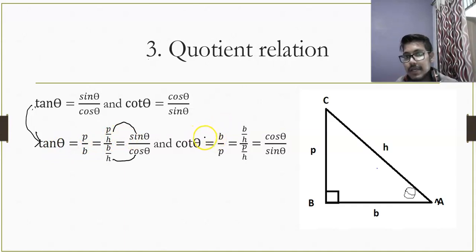Same here as applied in cot theta. Cot theta equals base upon perpendicular, and when we divide by hypotenuse in numerator and denominator, we will get cos theta and sin theta. So cos theta upon sin theta equals cot theta.